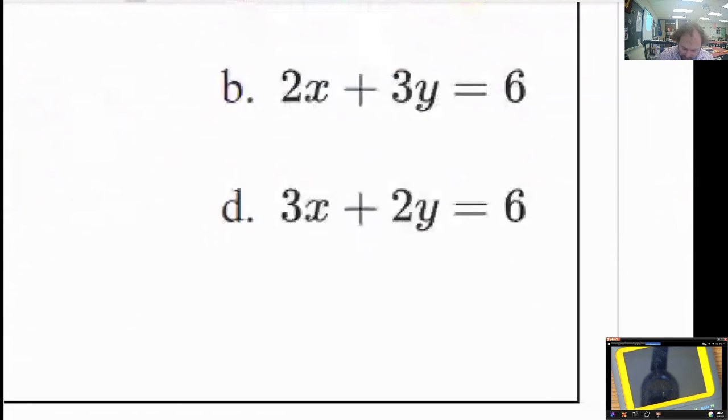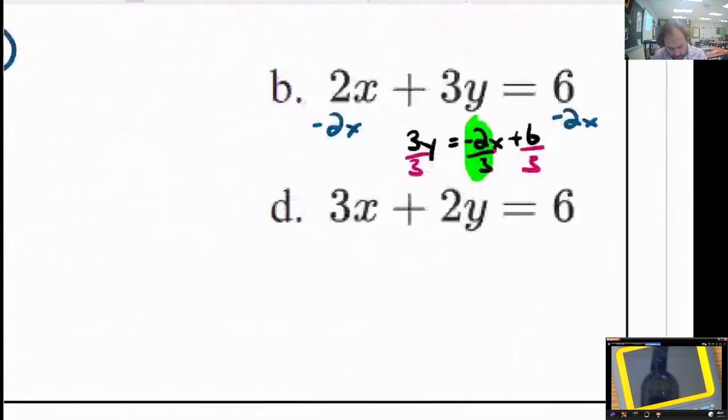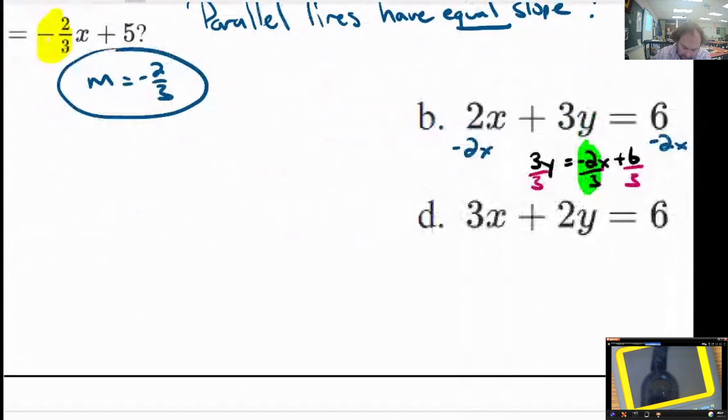Question B, if I subtract 2x from both sides, I will have 3y equals negative 2x plus 6. And then if I divide by 3, there it is. I'll have negative 2/3. And that is the slope we're looking for, negative 2/3. So I believe that B is the correct answer.